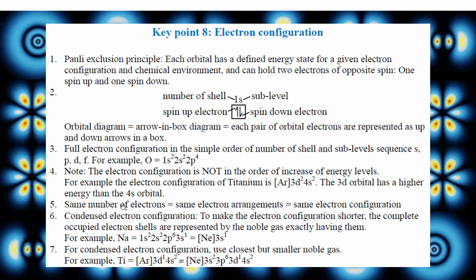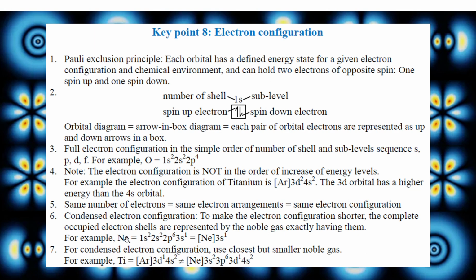So same number of electrons, same electron configuration, so the same arrangement. But it can be too big, sometimes too long. So we have a condensed electron configuration. To make the electron configuration shorter, for the completely fully filled electron shells, 1, 2, 3, 4, 5, we use the noble gas corresponding to it to represent it.